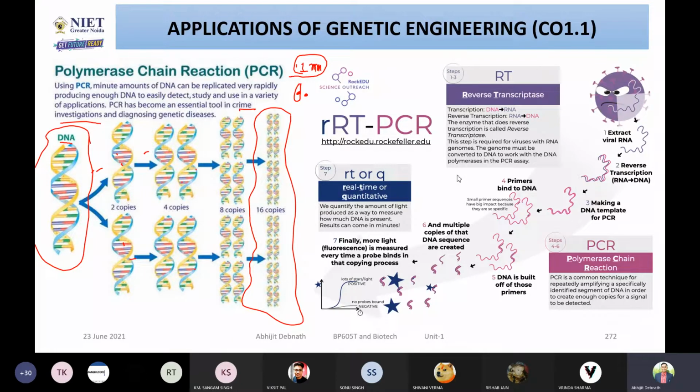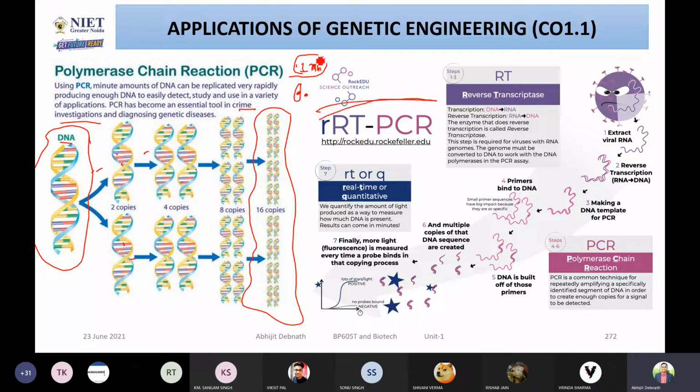Okay, so ultimately this is the process by which we are producing DNA sequencing. Now another thing I have to tell you, there is something called genome sequencing or DNA sequencing. So RT-PCR or PCR, whatever you are using, this is actually coming later.